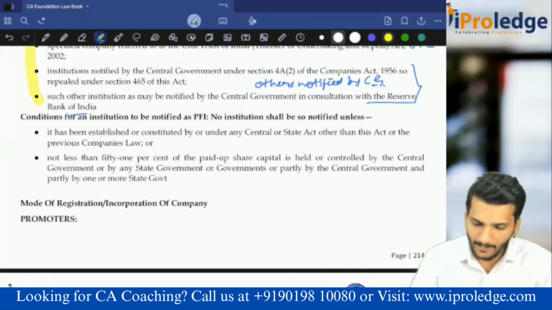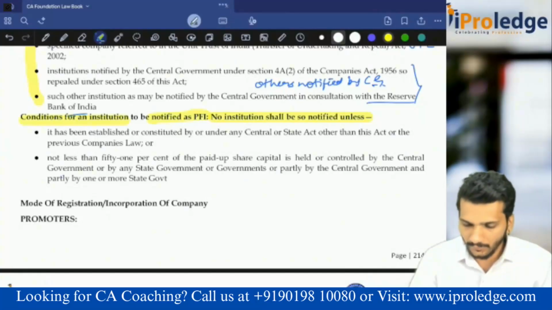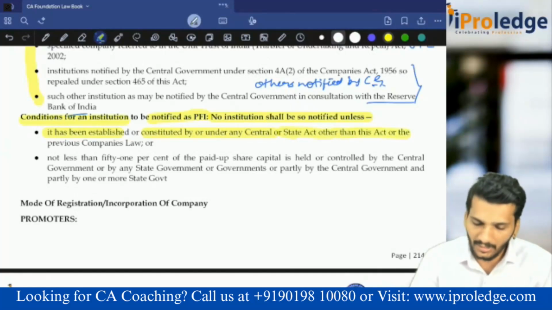This has come in the examination. Condition for an institution to be a PFI. When can it be a PFI? No institution shall be notified as PFI unless it has been established or constituted by or under a central or state act, other than the Companies Act or previous company law.